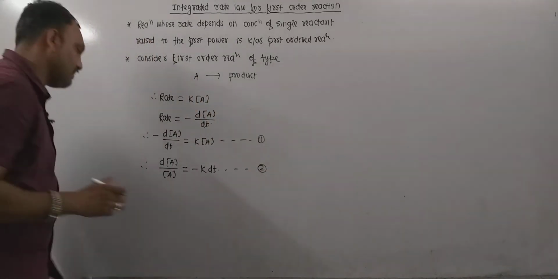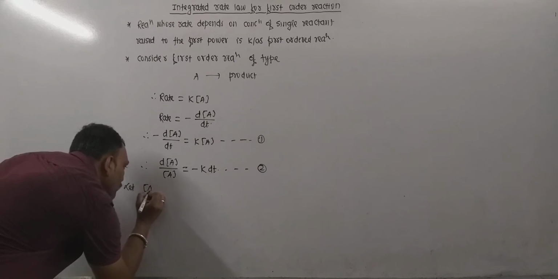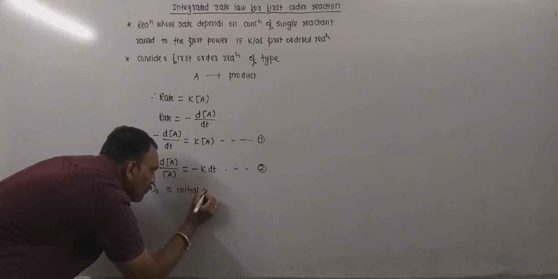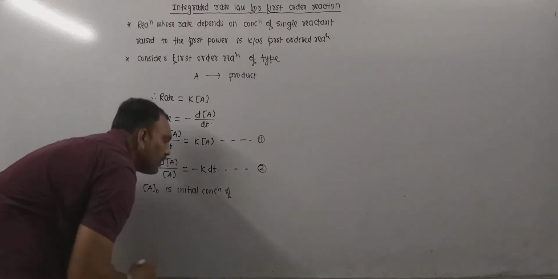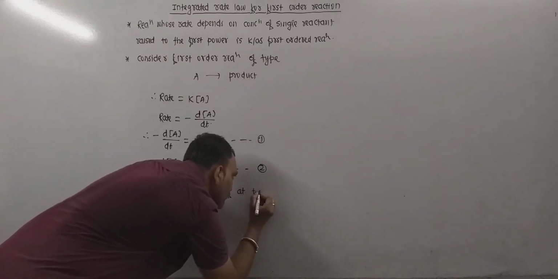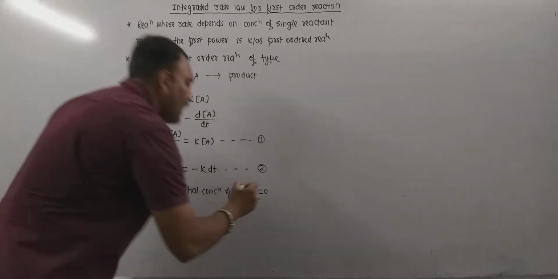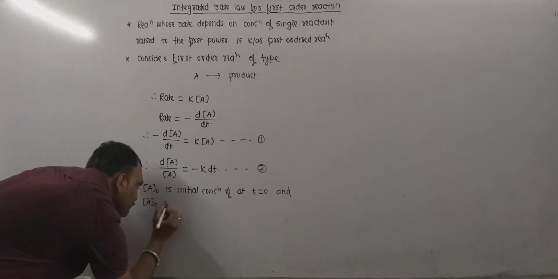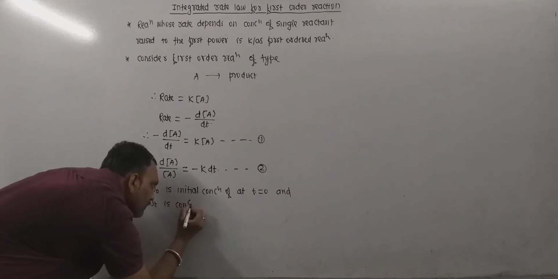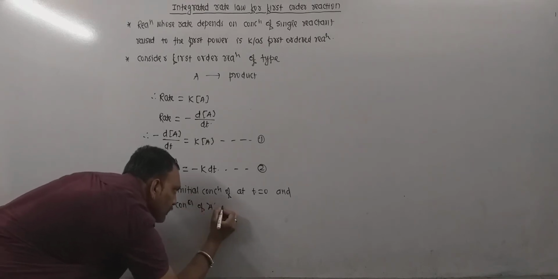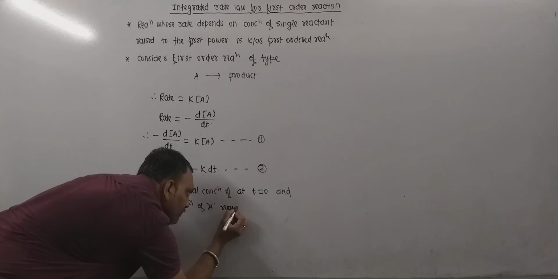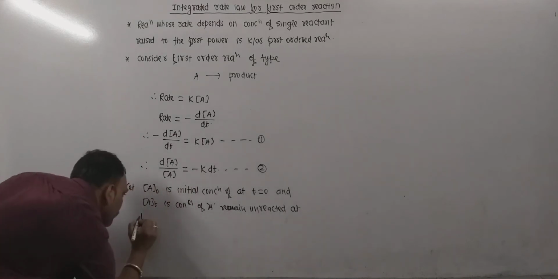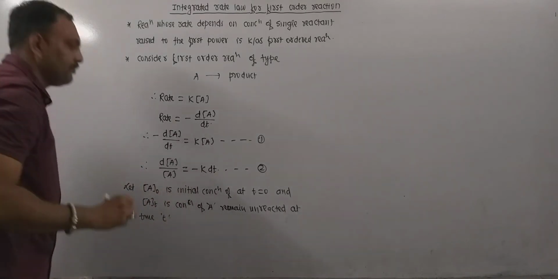Now again, let [A]0 be the initial concentration of reactant at time 0, and consider [A]t as the concentration of A remaining unreacted at time interval t.